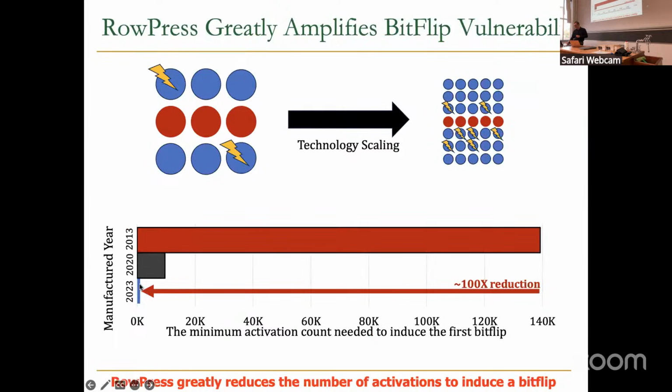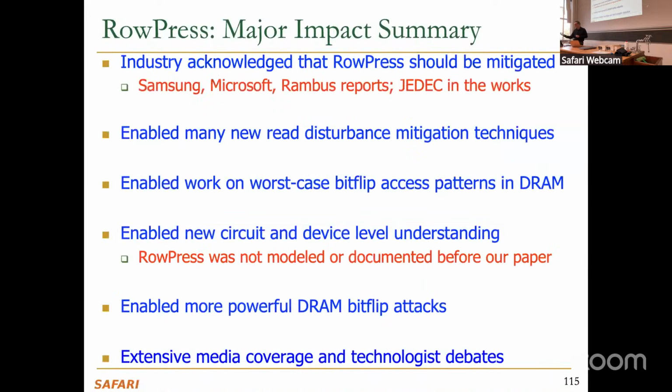You basically go to this blue bar with this sort of phenomenon. It greatly reduces the number of activations to induce a bit flip. And this is the summary of the impact. Industry actually already acknowledged that RowPress should be mitigated. You can watch the DRAM Sec, for example. But Samsung, I think, has papers. Maybe I have some slides on this. Microsoft and Rambus reports. And JEDEC is also discussing how to mitigate this internally.